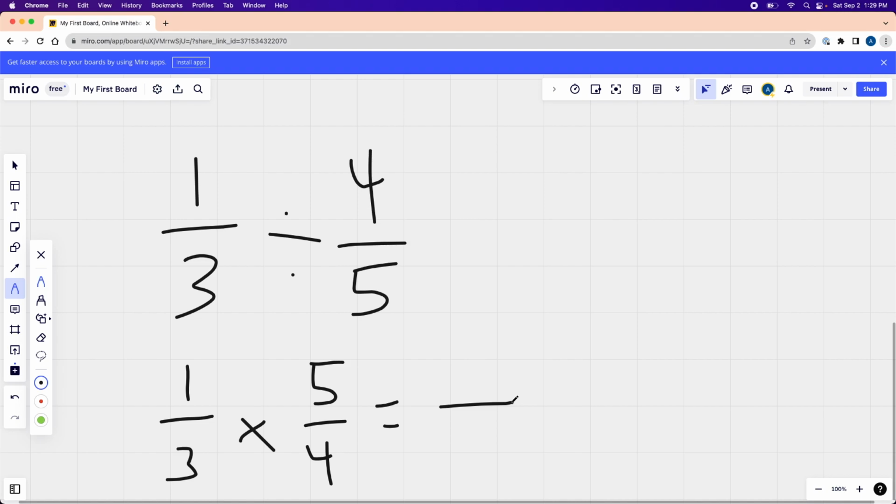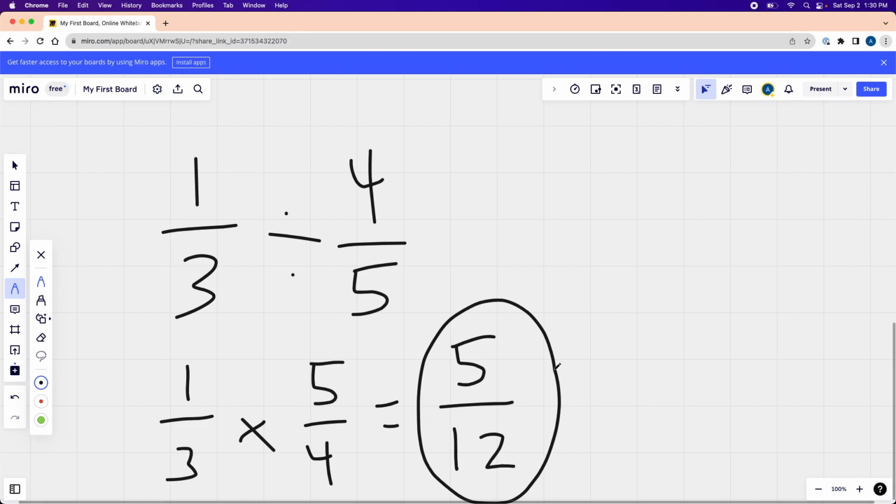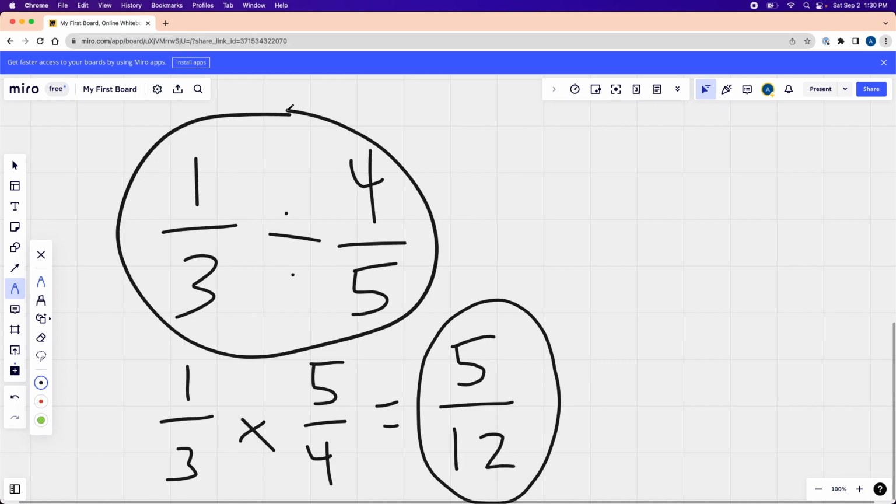And again, I'll just multiply the numerators. So 1 times 5 equals 5. 3 times 4, that's going to give us 12. And since 5 is a prime number, this fraction here is already in its simplified form. So our original equation of 1/3 divided by 4/5 gives us 5/12.